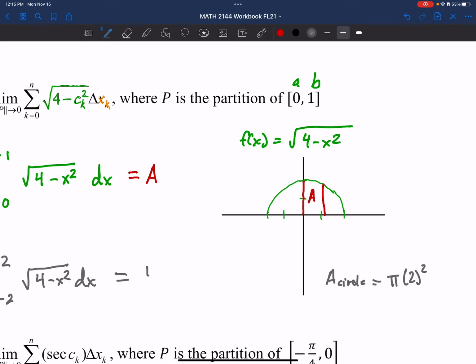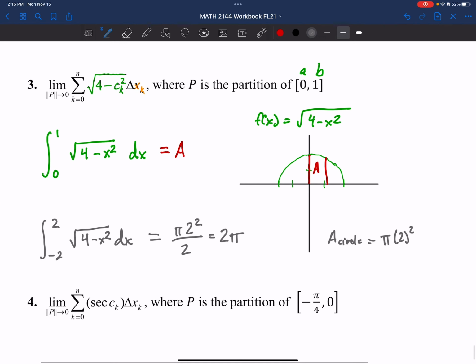So this is going to be pi r squared, in this case radius 2 squared, but we're going to divide it by 2. So it's just going to be 2 pi. So not quite 20-something, 6.28. So any questions about what this definite integral means?